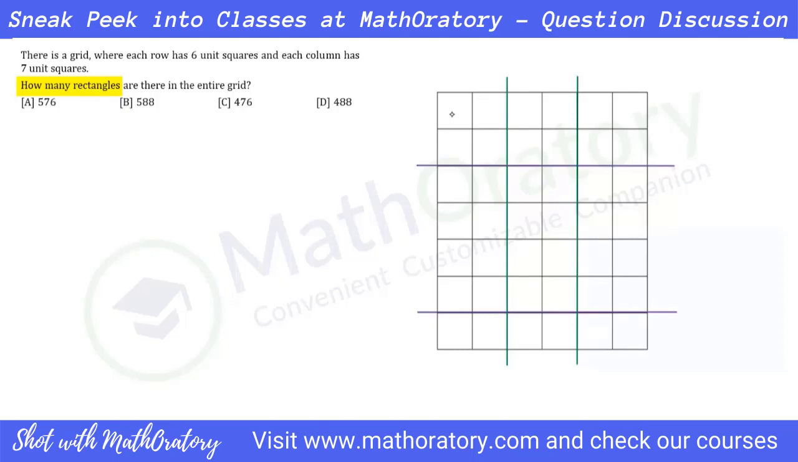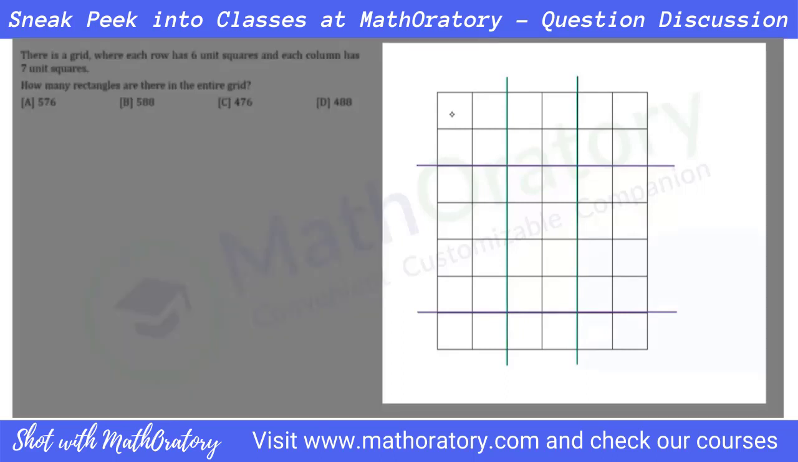So all we have to do is choose 2 vertical lines and 2 horizontal lines. I've just chosen a couple of these here, just as an example. So you can see I've chosen 2 vertical lines and 2 horizontal lines. Whenever we do that, there will always be a rectangle formed in between, right? So you just need to select 2 vertical lines and 2 horizontal lines.